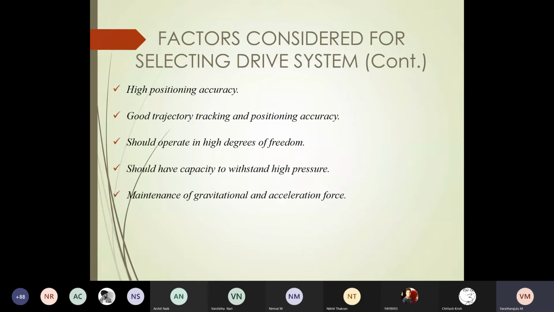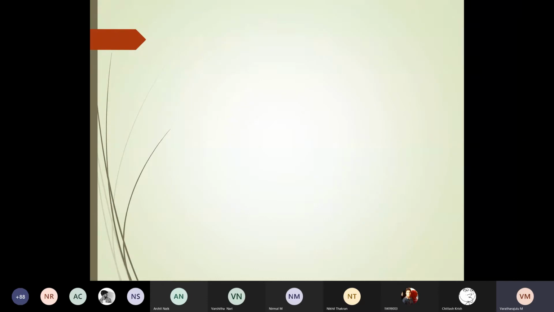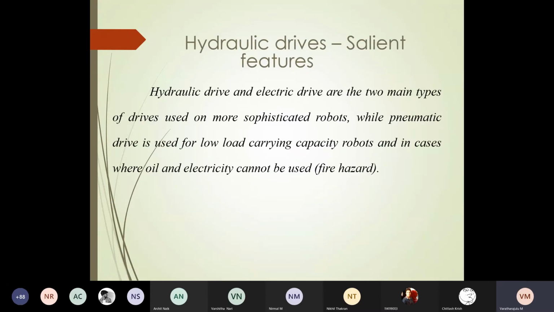This is what we have seen. And the types of drive system are hydraulic, electric, or electric pneumatic, and in recent days we are using the actuators.